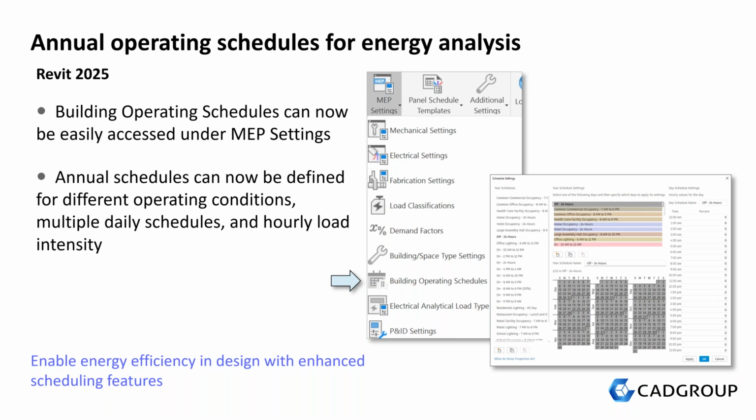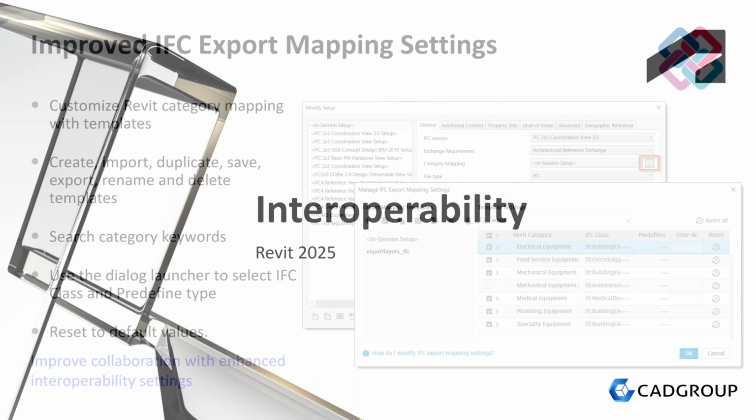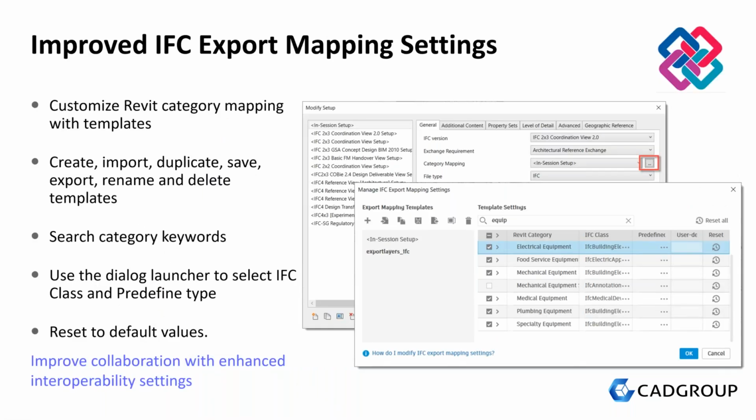So we'll now discuss interoperability. The IFC export mapping settings have been improved. So the Manage IFC Export Mapping Settings dialog allows you to create and save templates for IFC exports. Templates are customized by setting the IFC class and predefined type for each Revit category. Customized template settings can be exported for use in other Revit models. The bottom line is it's improved collaboration with enhanced interoperability.